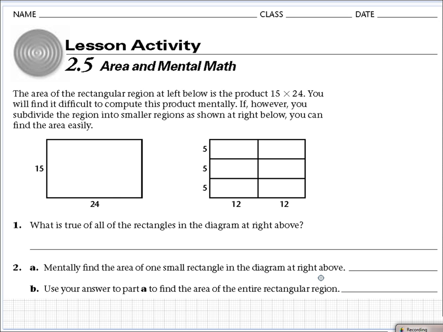The distributive property will be used throughout the rest of your algebra career, so it's extremely important for you to understand it. You had lesson 2.5, the lesson activity. The first few questions should be very straightforward. You have two different rectangles here. Actually, two of the same rectangle, they just look a different way. This one is 15 by 24, this one is 5 plus 5 plus 5 by 12 plus 12. So you can see what they are wanting you to do without giving you the answer.